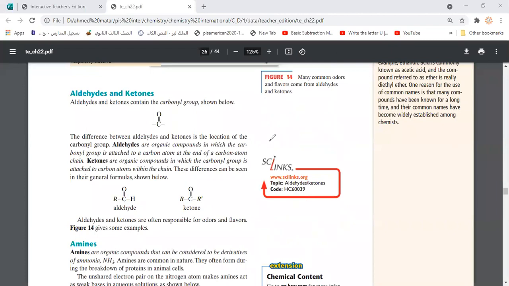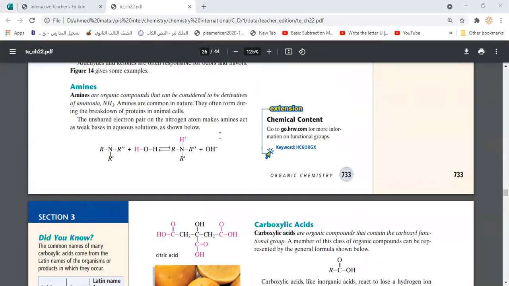Clearance. Okay, so that's here. Okay, let's pass to the next, which is amines.